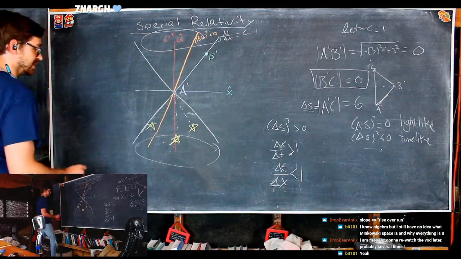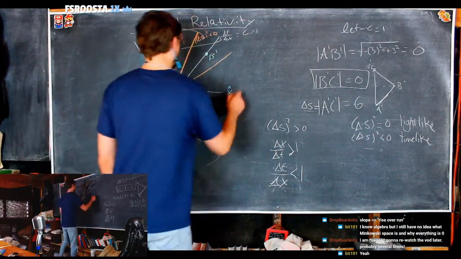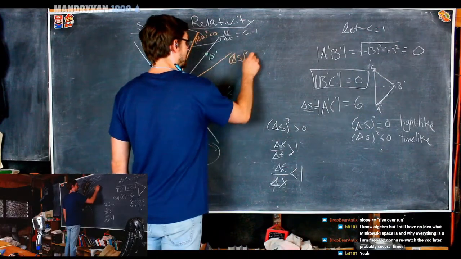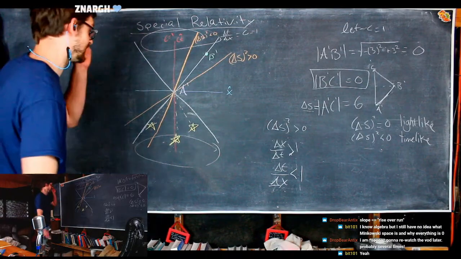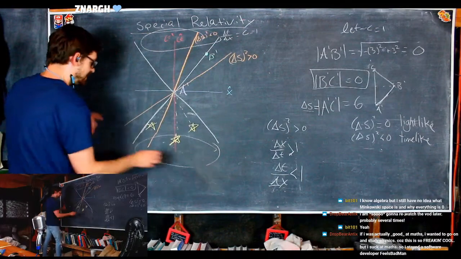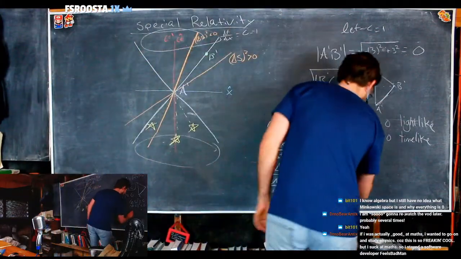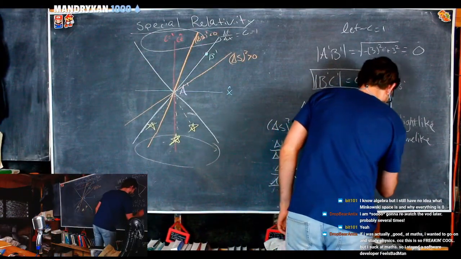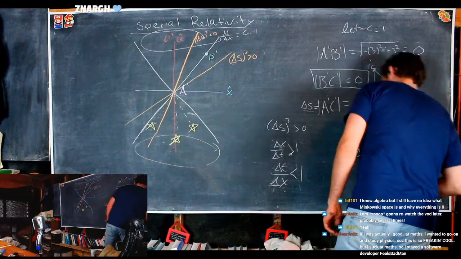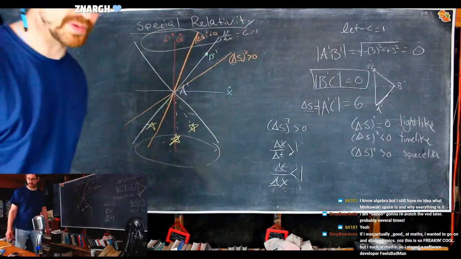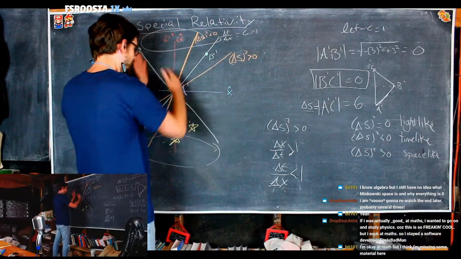What color should I use? I guess I'll use orange again. So that means we might get something like this, where delta s squared is greater than 0. What does that mean? That means that anything happening in space that follows this trajectory will not be observable. Why won't it be observable? Because you can't measure any change. There's no change measurable because it's outside of the light cone.